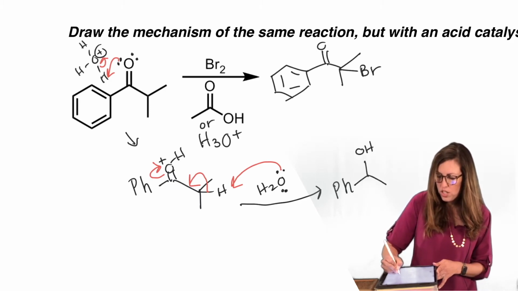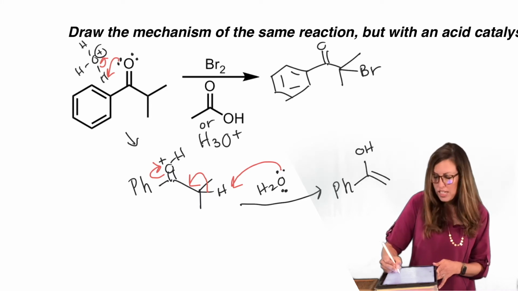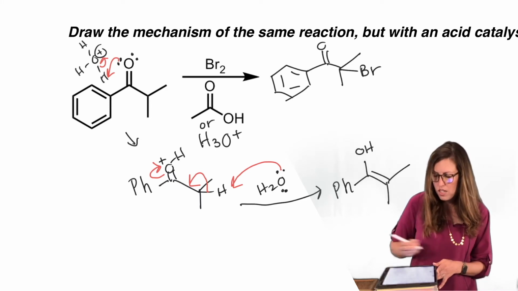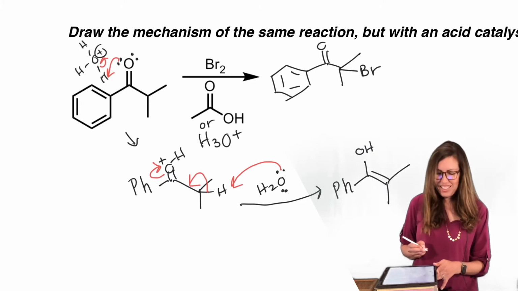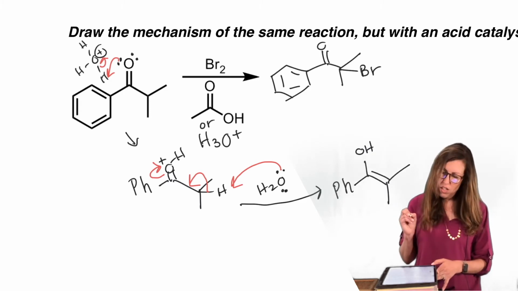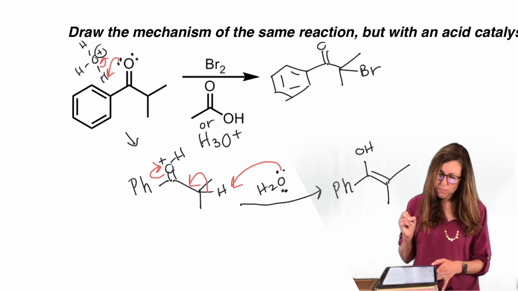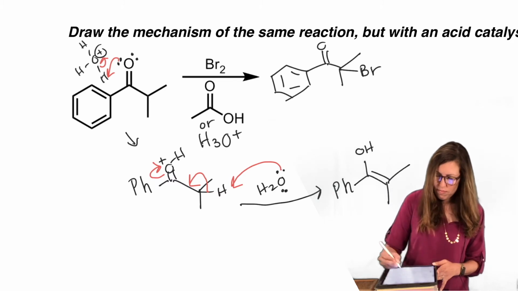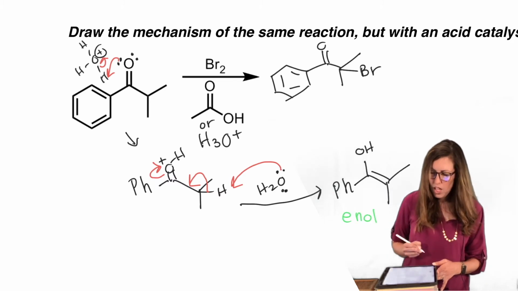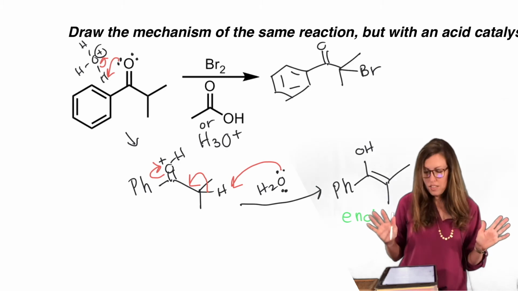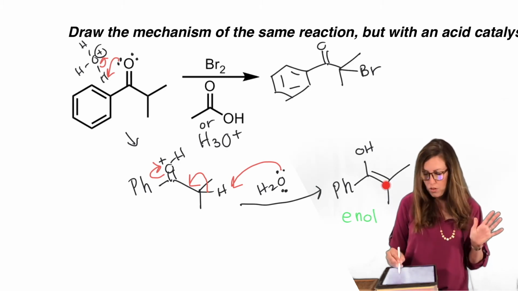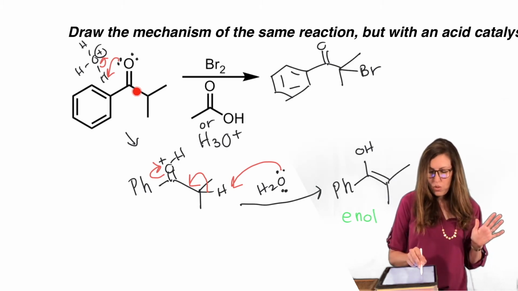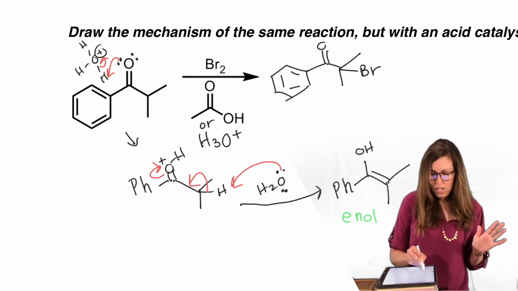OH. Now we have an alkene here, right? Yep. Okay, so we have an enol. You might say, oh, I'm going to tautomerize it. You can say that, but if you do, you end up there, which means no reaction.